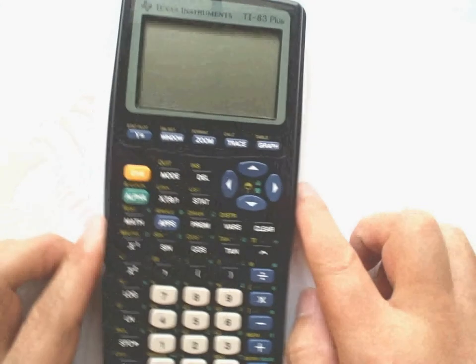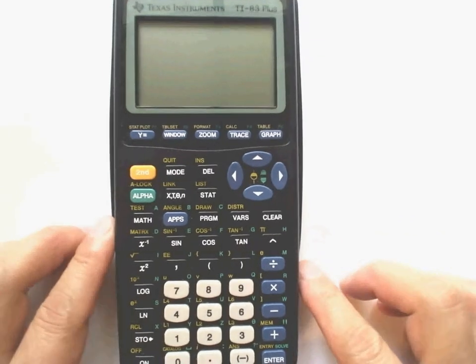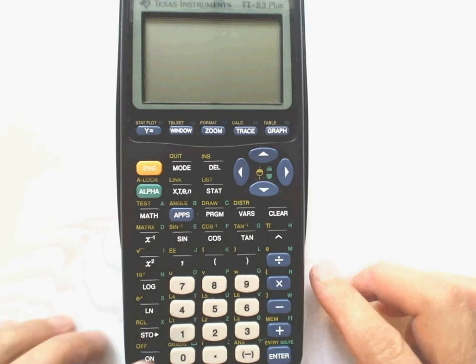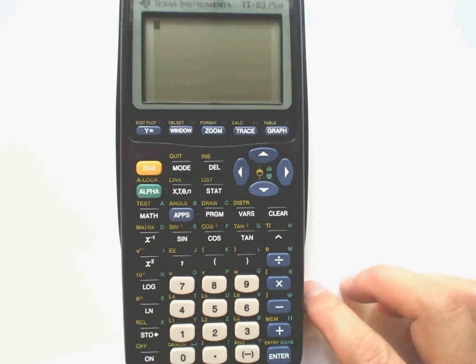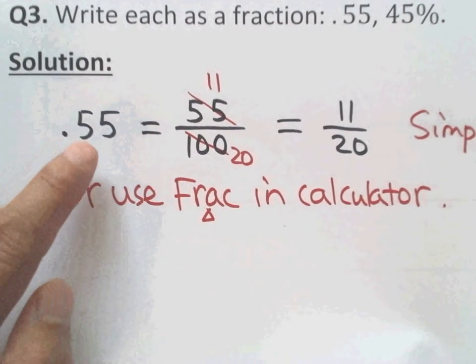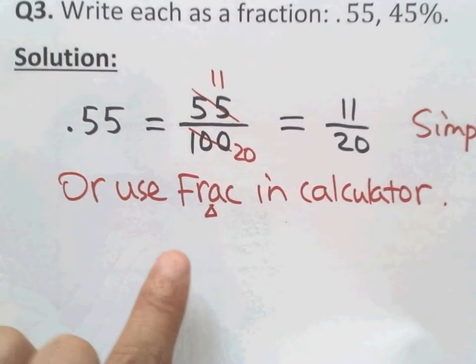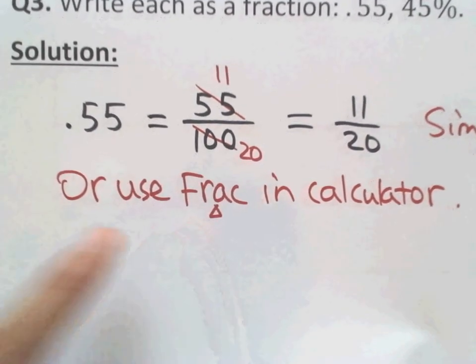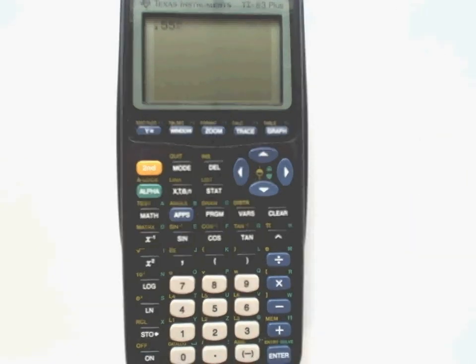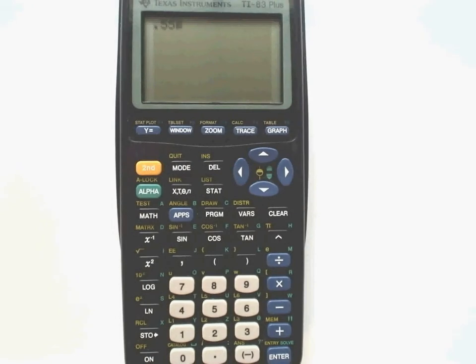So here is my calculator, and I use the Texas Instruments 83. Okay, so let me turn on my calculator. And now we have these questions. 0.55. We type 0.55 first, and then we are going to find the frac function in the calculator. Where do you find it? So first type 0.55, and then where do you find the frac?